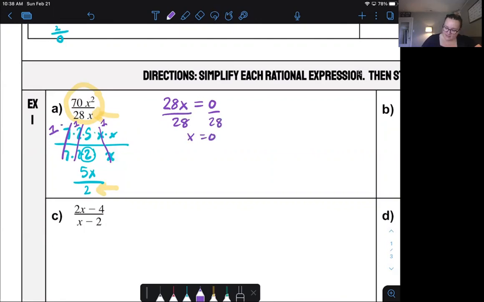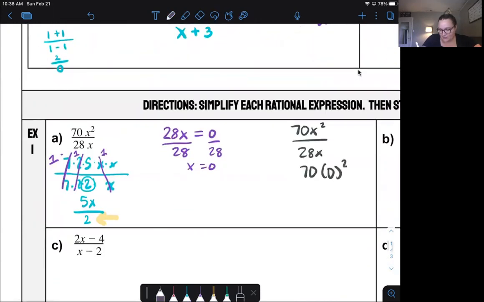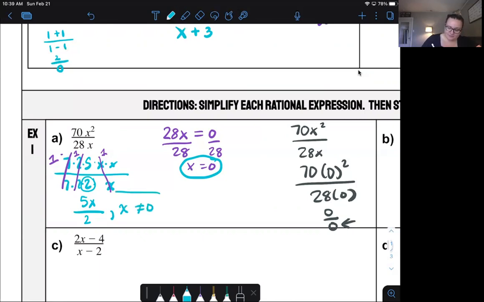So if we plugged in 0 for x into the original expression, let me show you. 70x squared over 28x. If we took 70 times 0 squared divided by 28 times 0, we would end up with 0 over 0. We're not allowed to have 0 in the denominator. That means that x can't be 0, because when I plugged in 0 for x, I got 0 in my denominator. So 5x over 2, and then you put a comma, and then you state the restrictions. So 5x over 2, and x cannot equal 0.